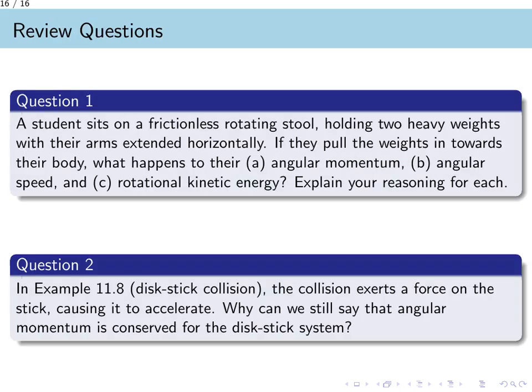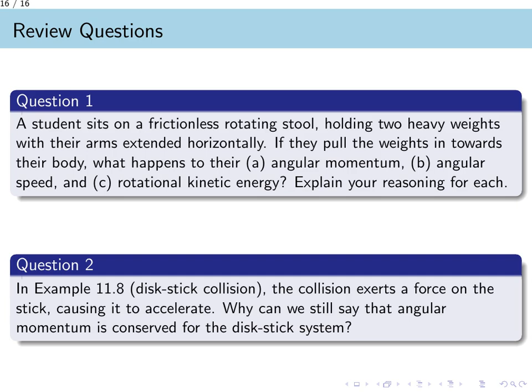To wrap up, let us consider 2 review questions that test our understanding of angular momentum conservation. The first question describes a student on a frictionless rotating stool who pulls in heavy weights. Think about what happens. Because there are no net external torques on the student-stool-weight system, its total angular momentum is conserved. Pulling the weights inward decreases the system's moment of inertia. Since angular momentum is constant, this decrease in inertia must cause an increase in angular speed. Finally, the rotational kinetic energy actually increases.